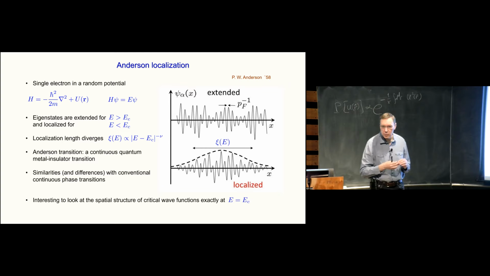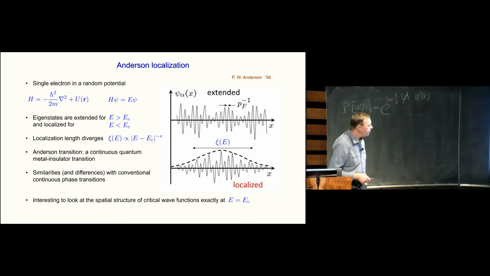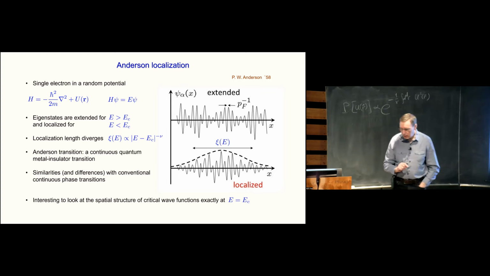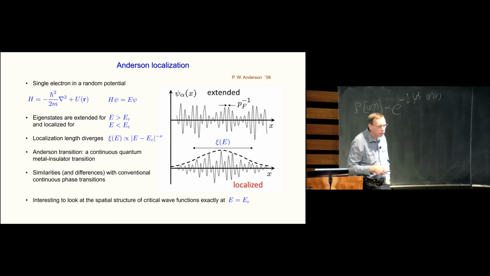And indeed, these Anderson transitions are very similar in many aspects to their conventional cousins, conventional continuous phase transitions. There are crucial differences, and I will not mention all of them. I'll just say that it's interesting to look at the spatial structure of the critical wave function that sits somewhere in between these two extremes. Okay, so what do you think? How can you possibly go from an extended state to a localized state? And the answer is very interesting.